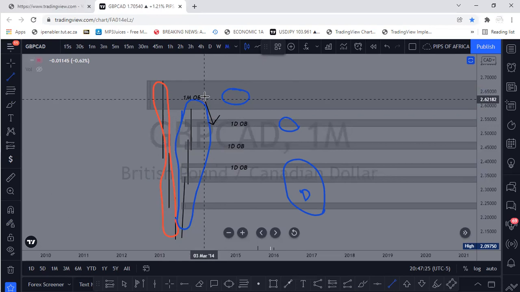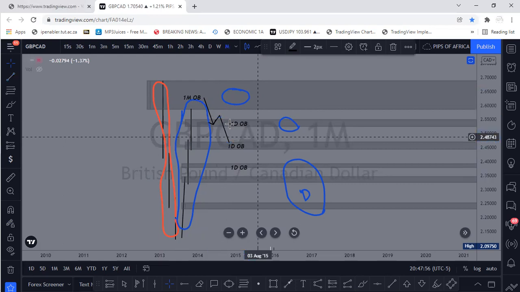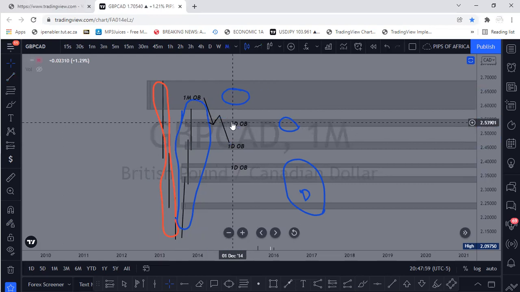Let me repeat that. The daily time frame does not have the power to hold the price when the price is coming from the higher time frame order block, because the monthly time frame is bigger than the daily time frame. So the daily time frame does not have the power to hold the price if the price is coming from the monthly order block, right? So look into this thing. Already now you can see that this daily order block, 1 day order block, is broken.